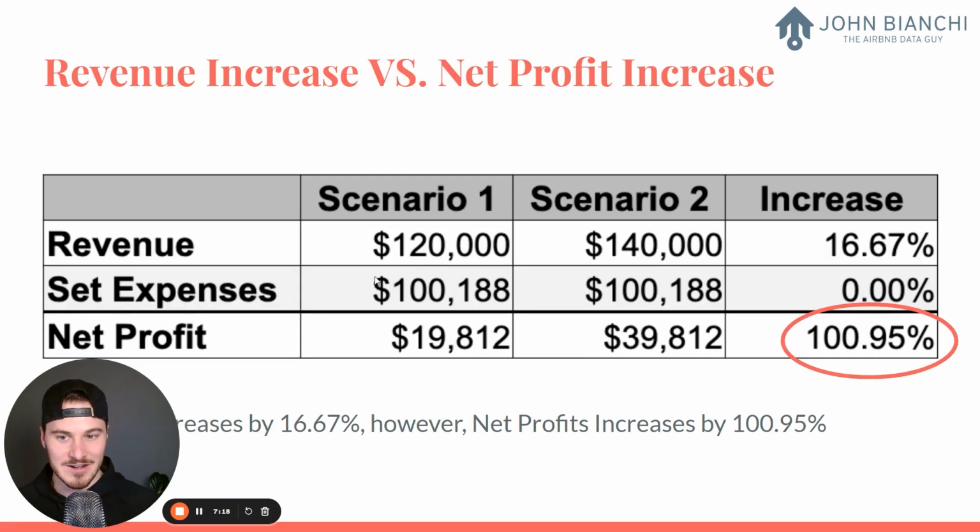We got two different scenarios. In scenario one, you make $120,000 a year, and your set expenses is about $100,000, right? Which means your net profit works out to be $19,812. Let's call it $20,000, right?